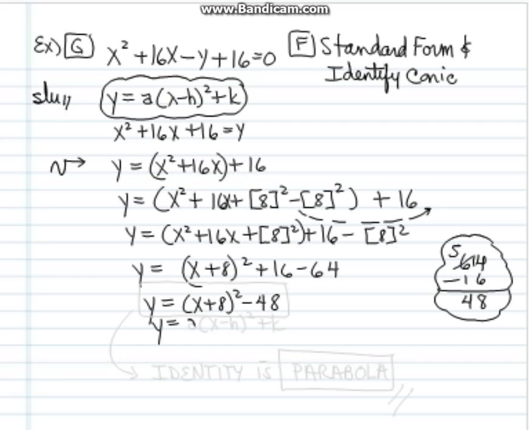And compare that to y equals a times (x minus h) squared plus k. There is the equation. And we have to remember to identify it. Identity is parabola.